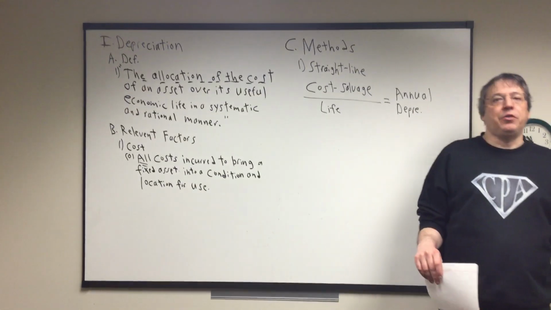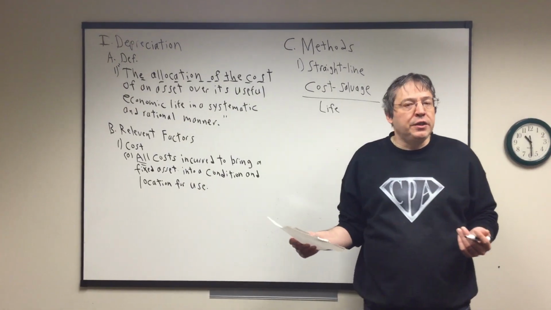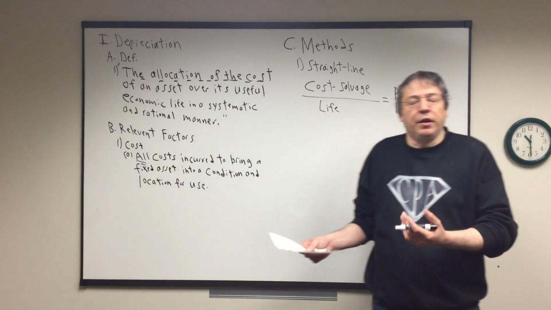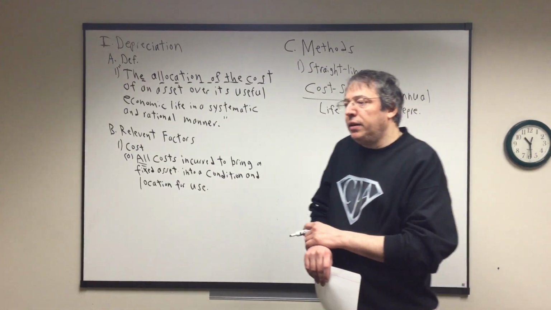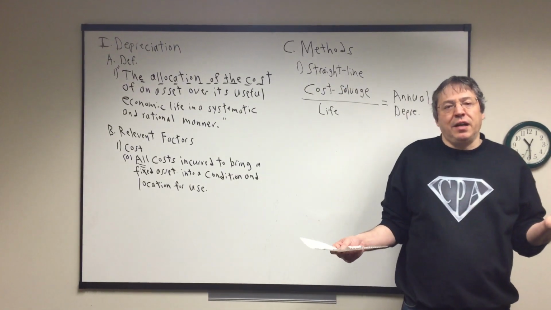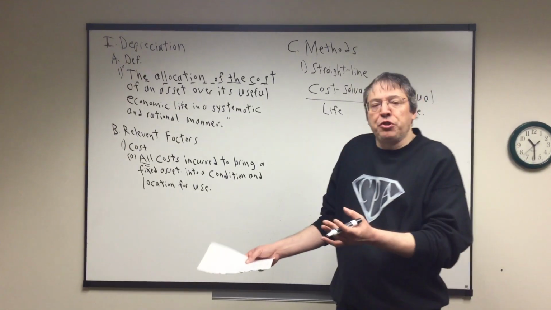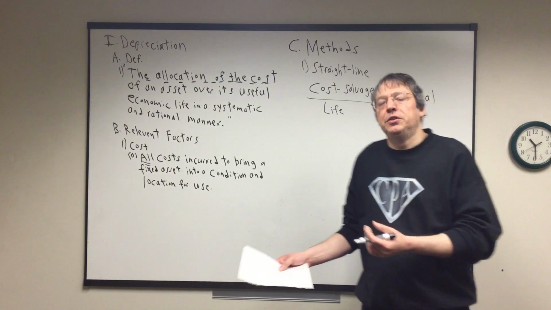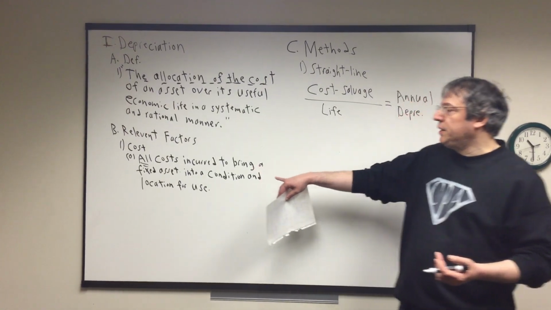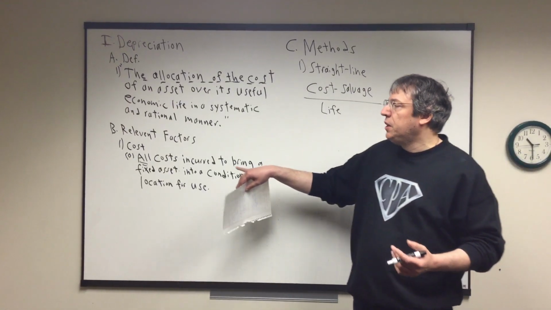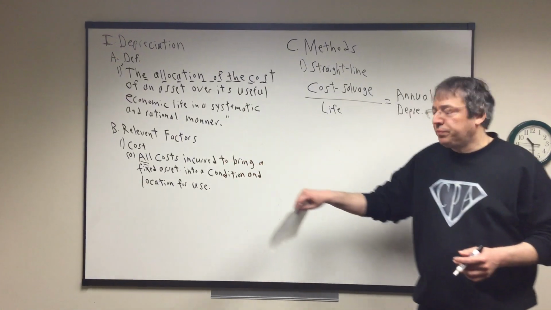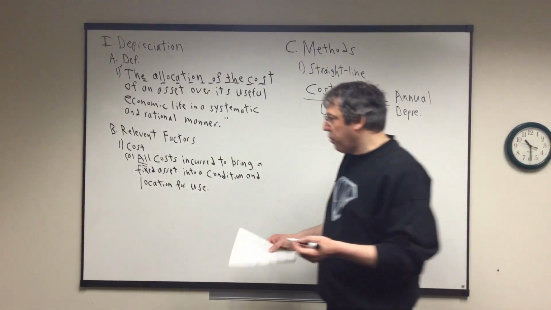If I buy a building and I do a title search or hire attorneys, that's part of the cost of that building. If I buy land and there's an old building on it that I need to knock down so I can build something else on it, the cost of knocking down that old structure is actually part of the land as well. So again, all costs incurred to bring an asset into condition and location for use are capitalized as part of that asset.